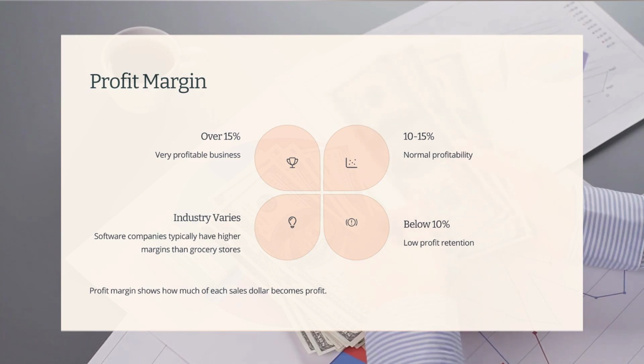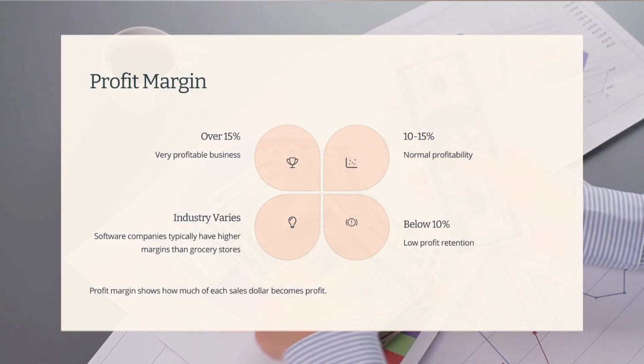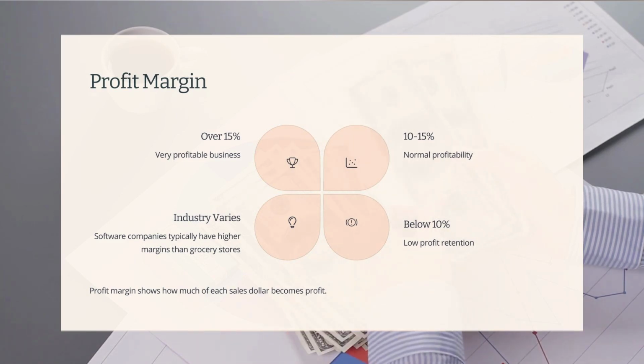Profit margin shows how much profit a company keeps from every dollar of sales. A margin above 15% is very strong. Between 10 and 15% is typical, and below 10% means the company isn't retaining much profit. This metric also varies by industry. For example, tech companies usually have higher margins, while grocery stores operate with lower ones.